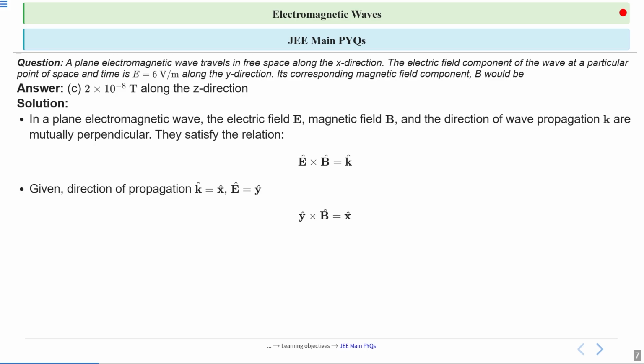So the cross product of which two unit vectors will give x cap? We know that j cross k will give i cap, meaning y cap cross z cap will give x cap. So that means the direction of the magnetic field will be along the z direction, according to the cyclic properties of vectors. So this means B cap will be equal to z cap.